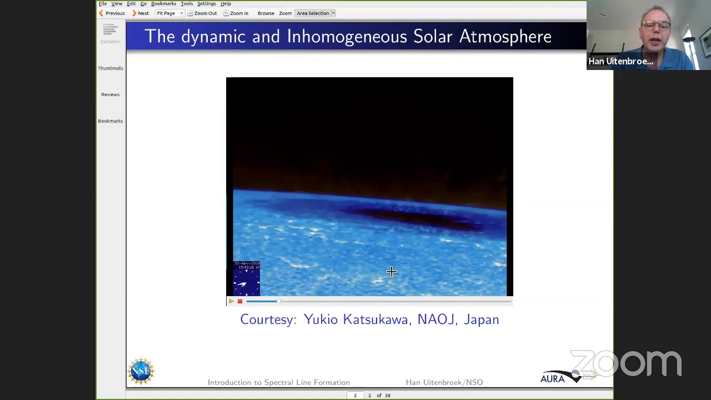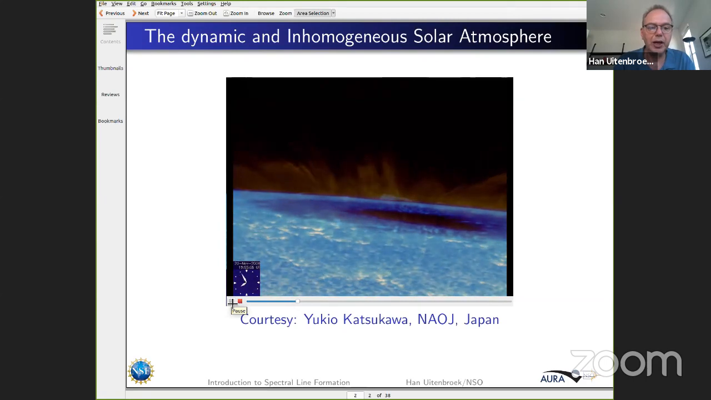And also that when we look at the sun at different wavelengths, we can see different things. We see different aspects of the atmosphere. And we will exploit this feature, where a different wavelength shows different layers of the atmosphere, to retrieve information from the atmosphere using spectral lines. I'll let it run one more time.